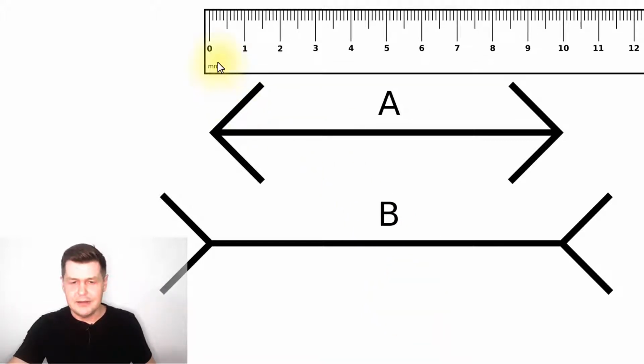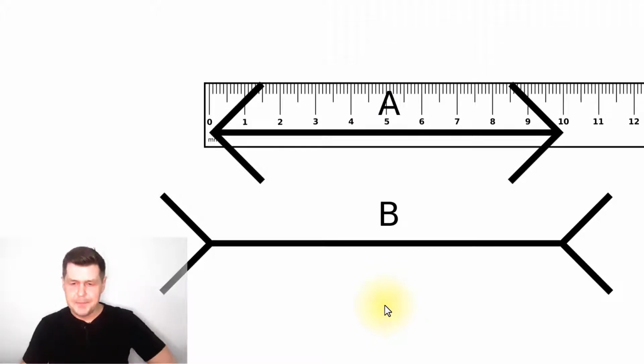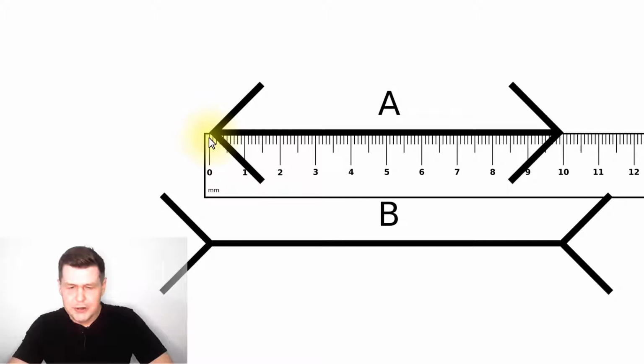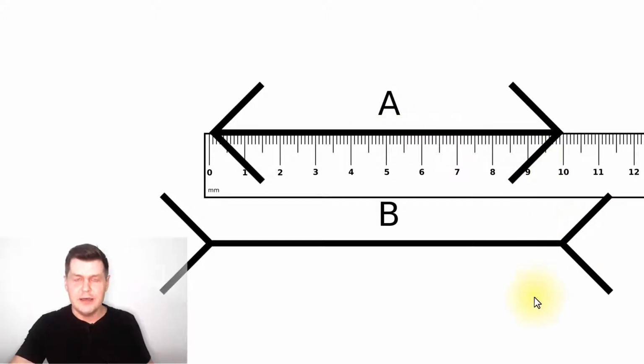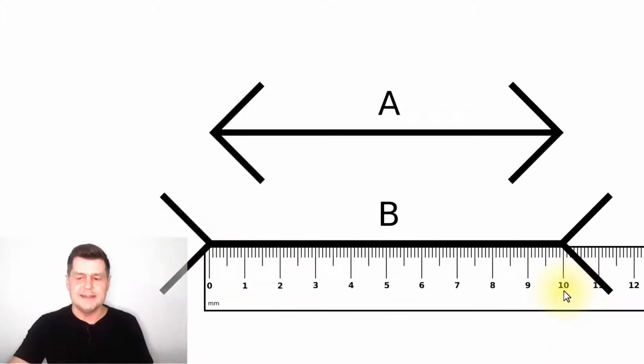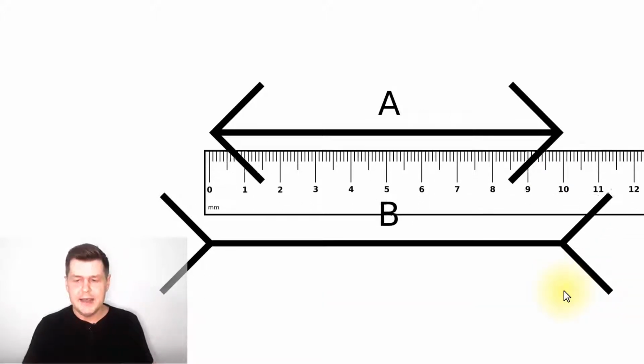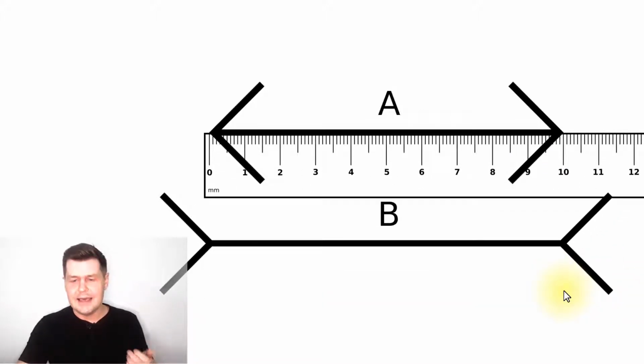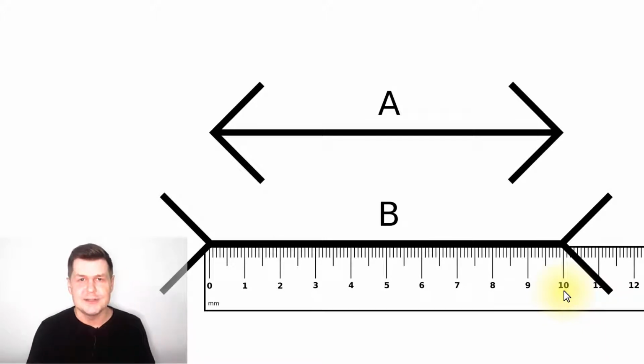So I have a ruler here. So first I will measure line A. So I'm measuring line A, and line A is 10 centimeters long. Now let's see if line B is longer than line A. So now I will measure line B. And line B is also 10 centimeters long. So line A is 10 centimeters long, and line B is also 10 centimeters long.